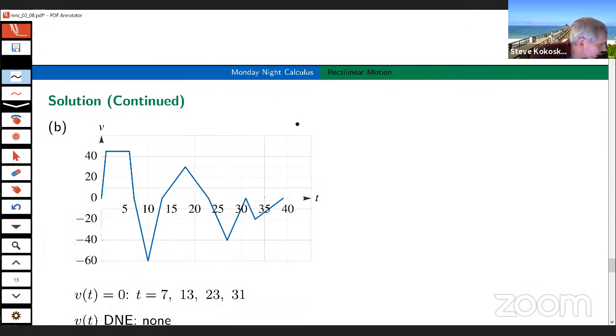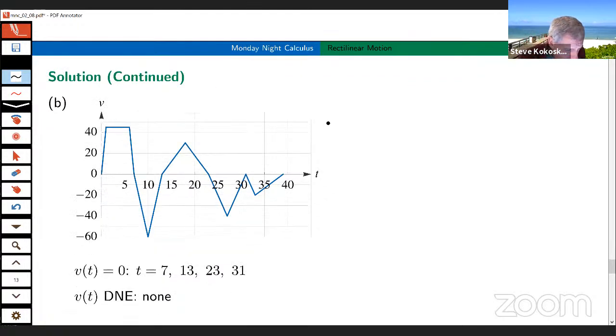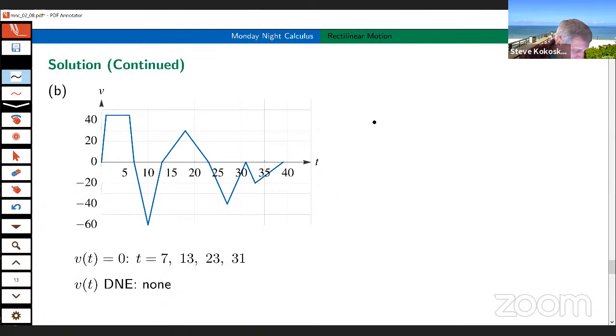Okay, let's see. In part B, what were we doing? At what time in that interval is the ride highest? Well, that's a max-min problem. And for me, I attack these in a very systematic sort of way. I'm going to find all those places where the velocity is zero, all those places where the velocity does not exist. I'm going to find the critical values of S of T, and I'm going to create a table of values. So let's see, where is V of T equal to zero?